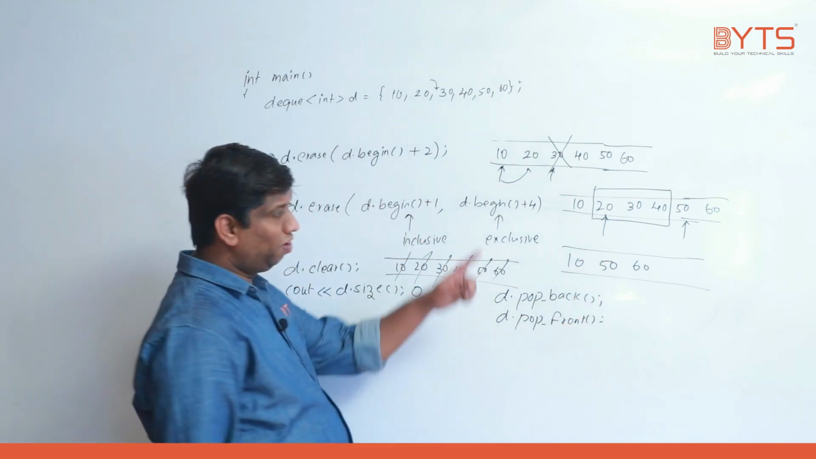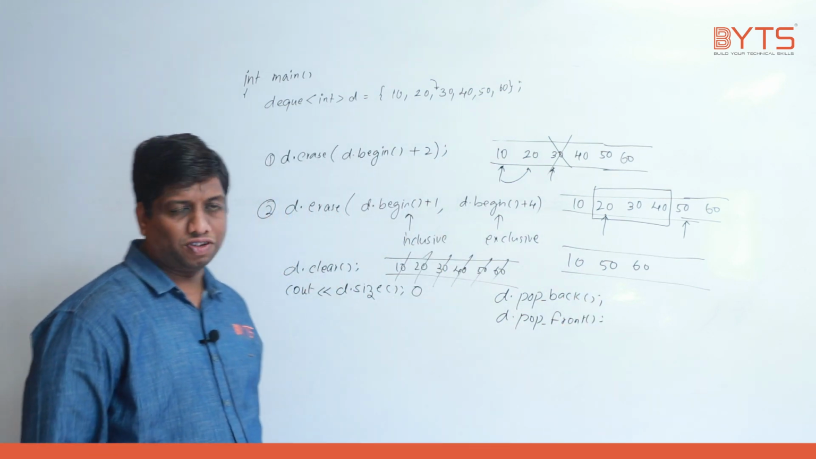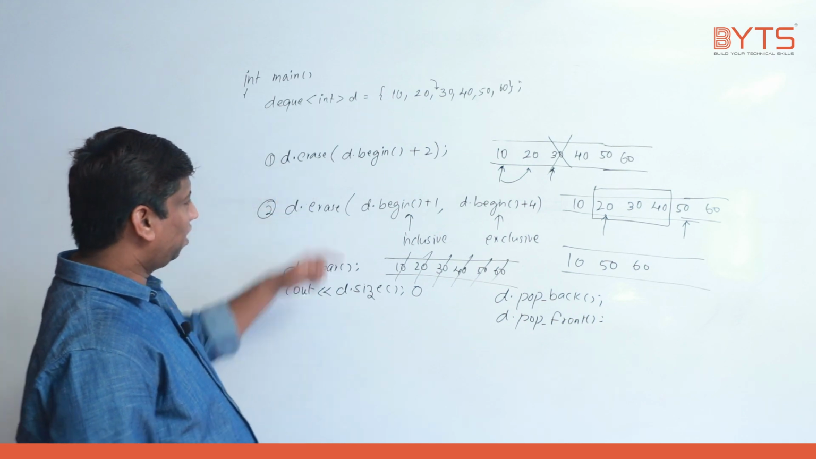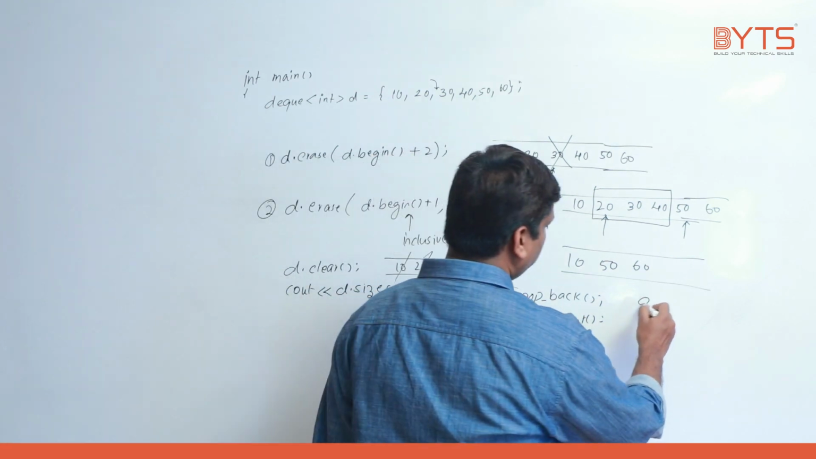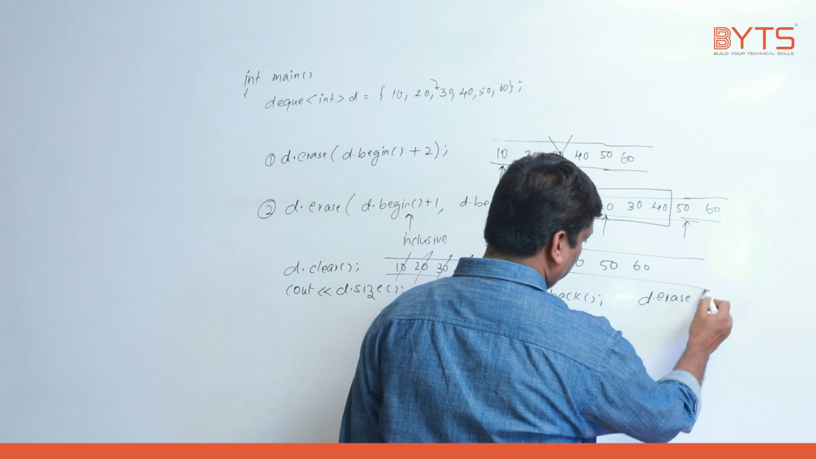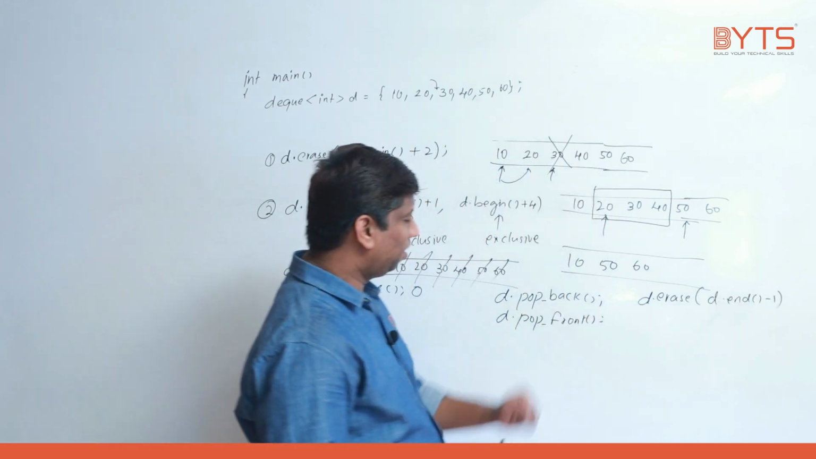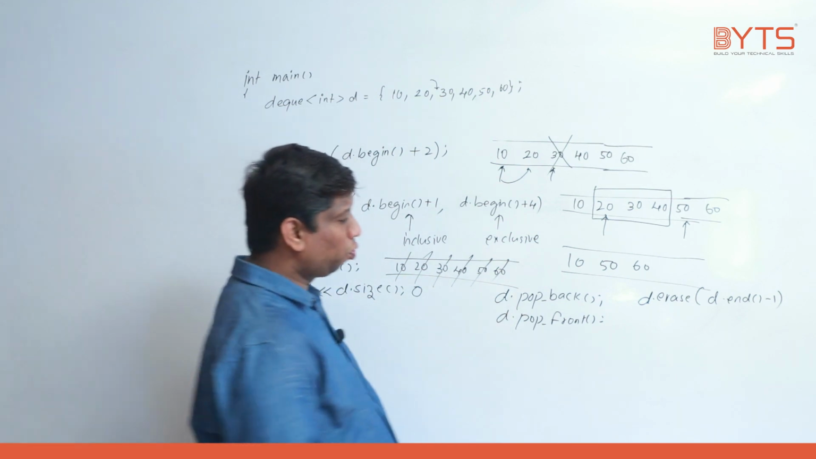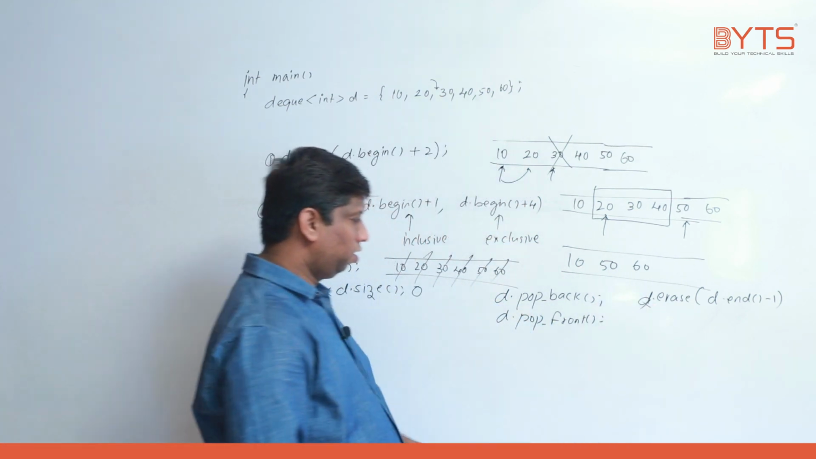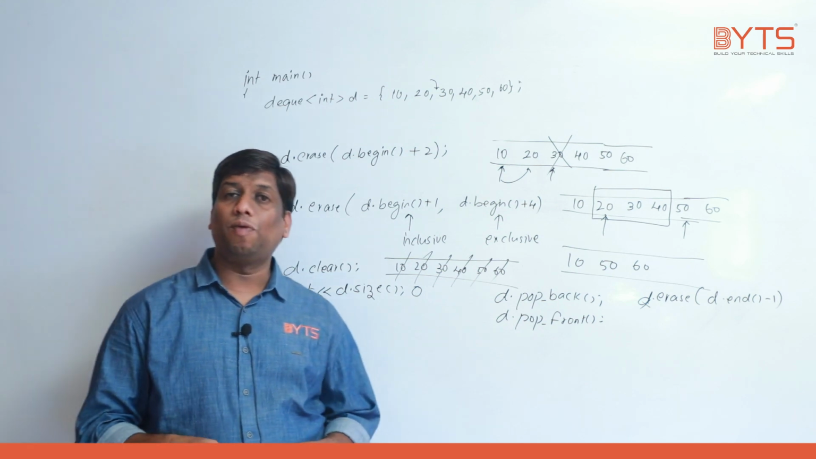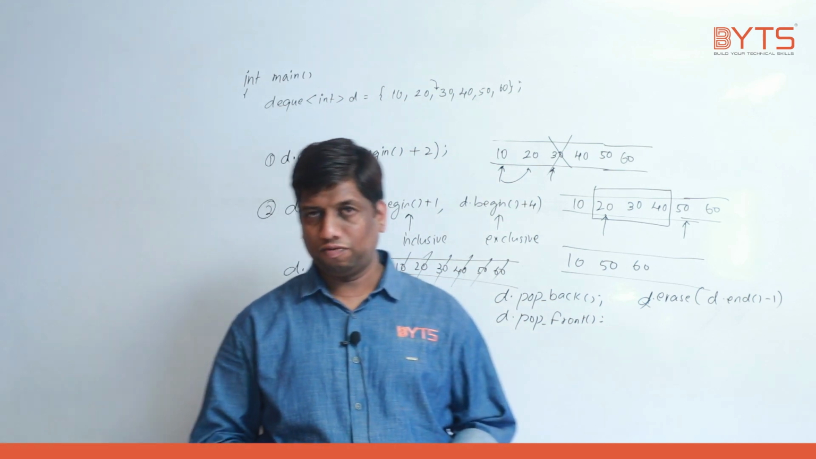So pop_back will delete the last element, pop_front will delete the first element. Instead of writing like this, if you want to write D dot erase of D dot end minus 1, you should write that; but simply I am able to write pop_back. No, this is not a good programming practice here. Okay, fine. So with this, we have completed DQ implementation. Fine.